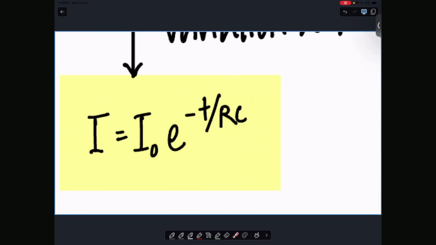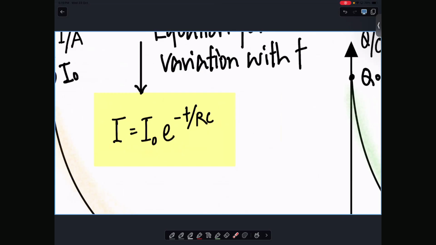And this is our second equation that we need to know. Very, very important equation. I equals I naught e to the power of minus T by RC. So what is I? That's the current in your capacitor or circuit. What's I naught? The initial current. What is T? The time that's taken. What is R? The resistance of the circuit. What is C? The capacitance.